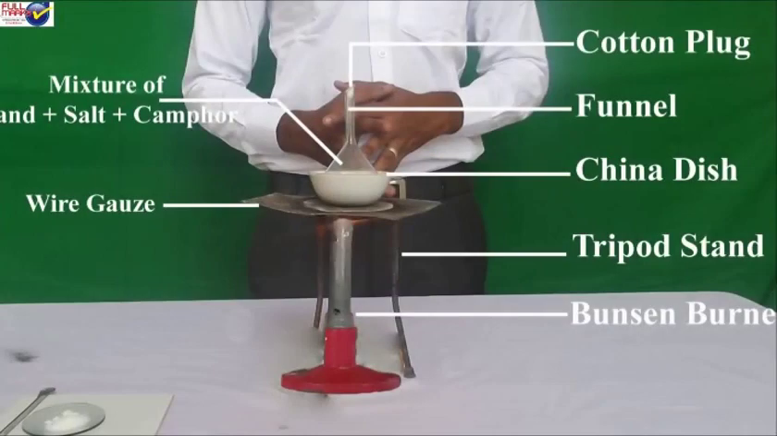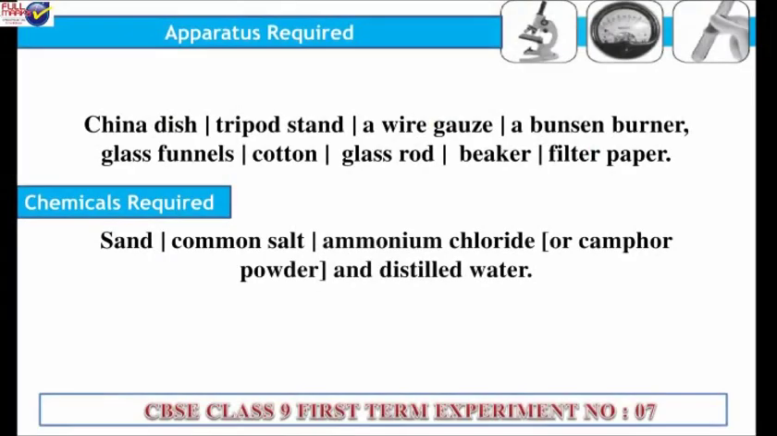In this experiment, we separate a mixture of salt and sand by the following processes. They are sublimation, sedimentation, filtration, and evaporation. Apparatus required: a china dish, tripod stand, a wire gauze, a Bunsen burner, glass funnels, cotton, a glass rod, a beaker, and filter paper. Chemicals required: sand, common salt, camphor powder, and distilled water.